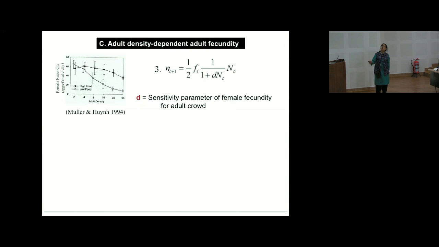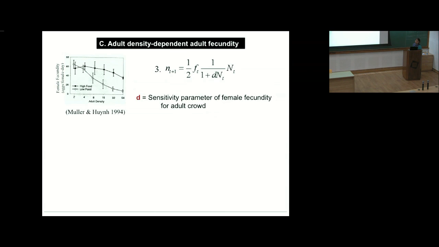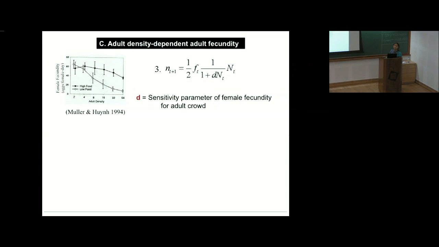Here again, you see the fecundity parameter which I showed in the earlier slide. And this is the functional form, which is something like this. Okay? The sensitivity parameter of female fecundity to adult crowd. You can see the functional form is different because it has been fitted to this. And there's so much variability, but this is how the experiments are. So you take the experimental data, this is their paper, they fit this experimental data onto some functional form, and that's what we took.